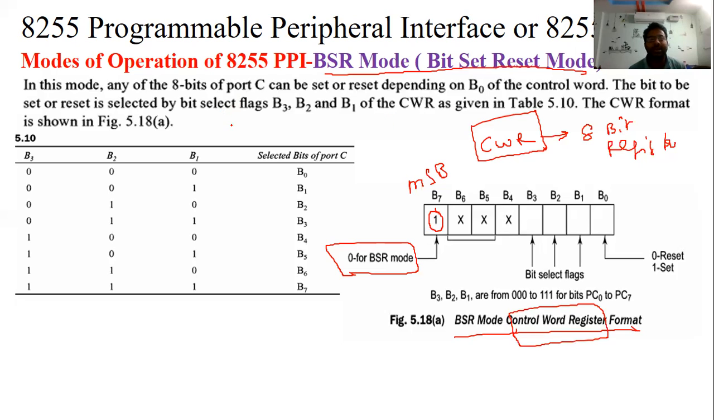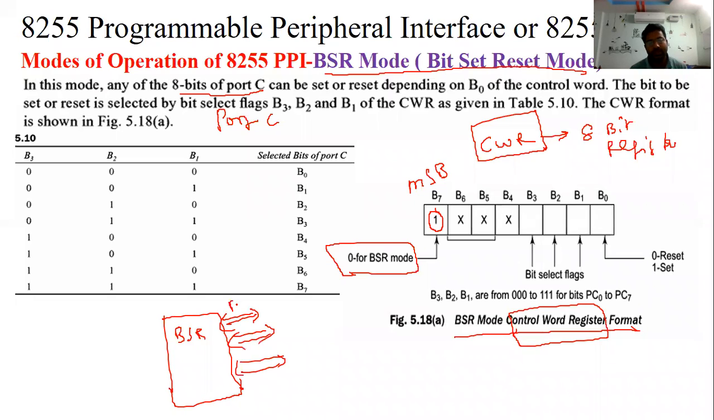In this mode, only port C works. Whenever you are operating the 8255 PPI in the bit set and reset mode, out of these 3 ports, port A, port B, and port C, you connect the input output device only to port C. Port A and port B do not work in this mode.